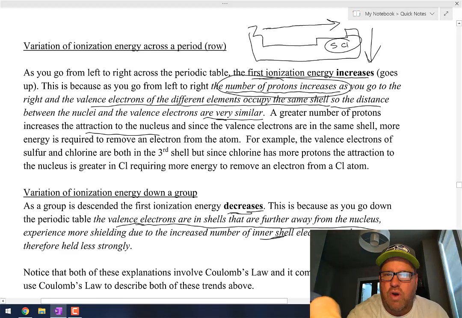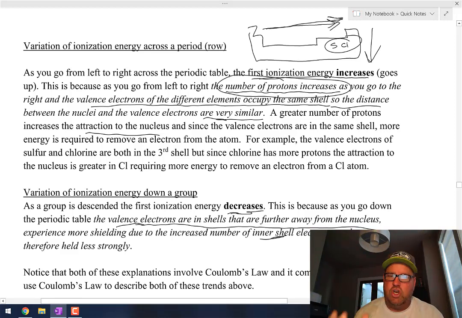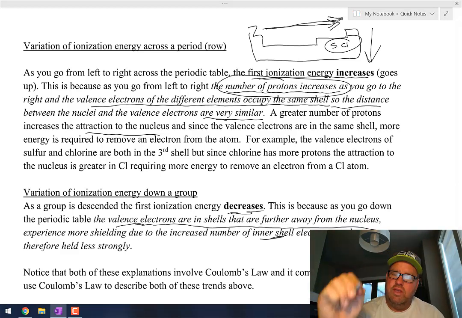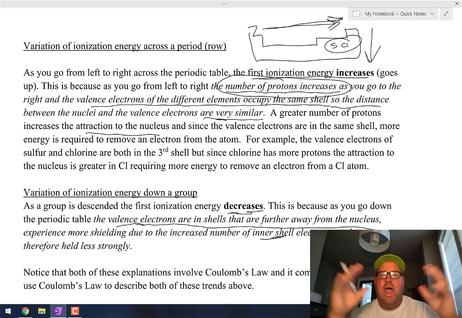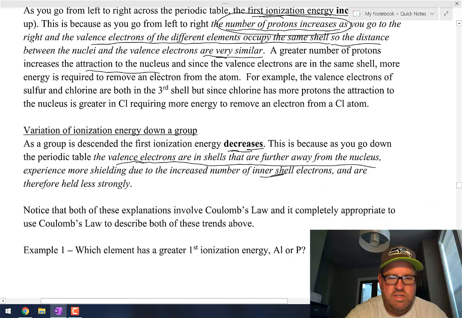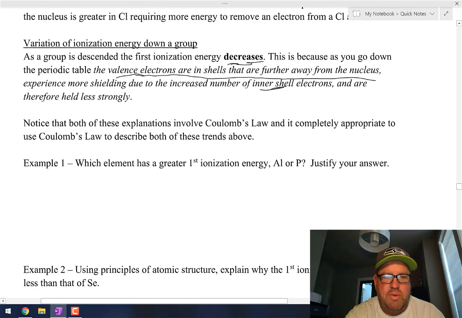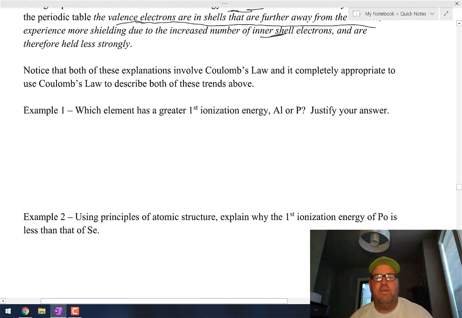Really, as you go across the periodic table, because the distance doesn't change much, it is the charges, the number of protons, that makes the biggest impact. As you go down the periodic table, though, what makes the bigger impact is that distance from the nucleus out to those valence electrons. Okay, so example number 1 here. Which element has a greater first ionization energy, aluminum or phosphorus? Justify your answer.